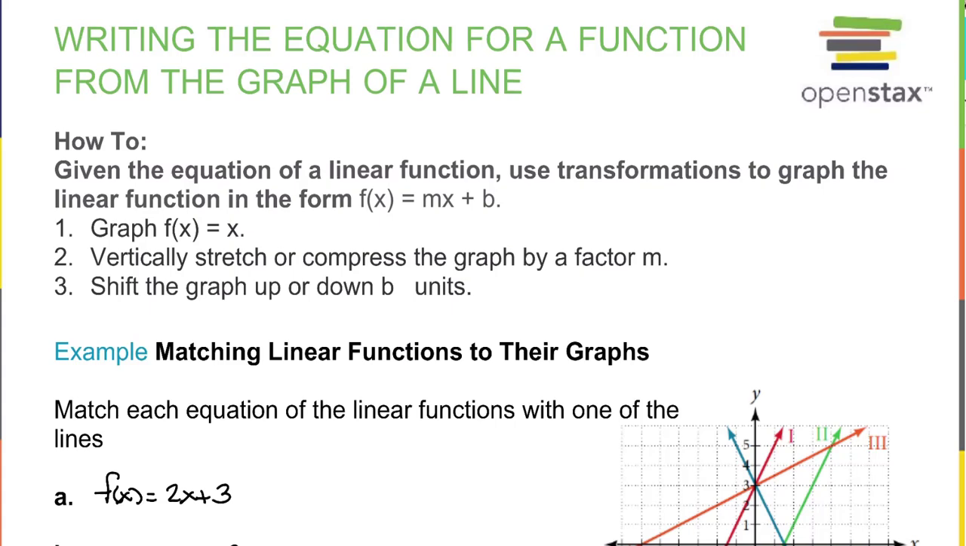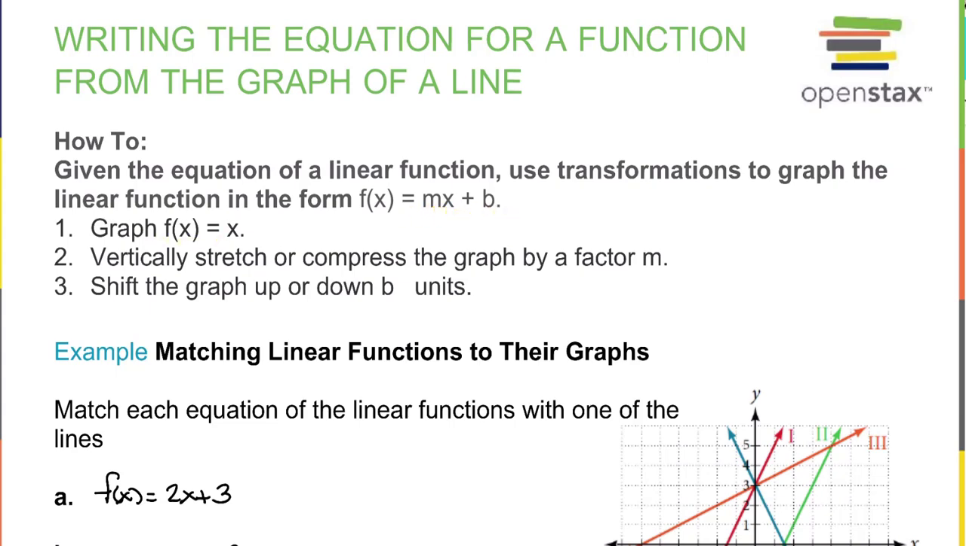Hi everyone, we're in part 4 of section 4.1. We have been talking about how to graph equations, and we graphed an equation using a table of values. We graphed a function using slope-intercept form. Now we're going to talk about how, given the equation of a linear function, use transformations to graph the linear function in the form f of x equals mx plus b.